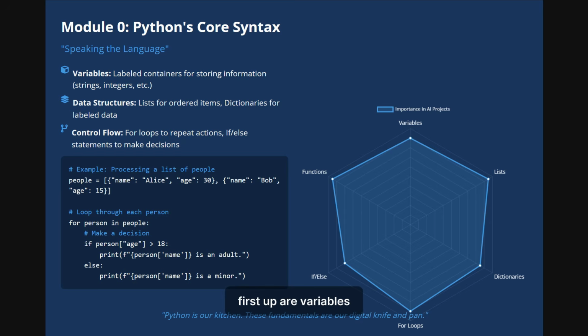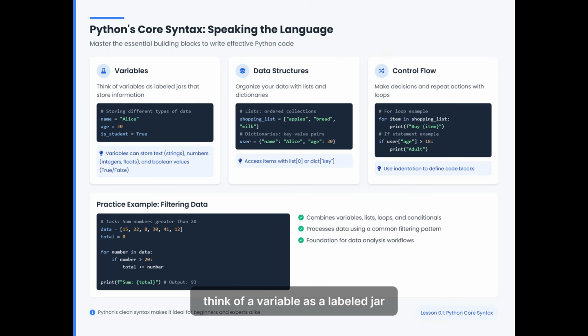First up are variables. Think of a variable as a labeled jar. It's a container for storing a piece of information. You give it a name, like name equals Alice, where we store text, which is called a string, or age equals 30, where we store a whole number, an integer.